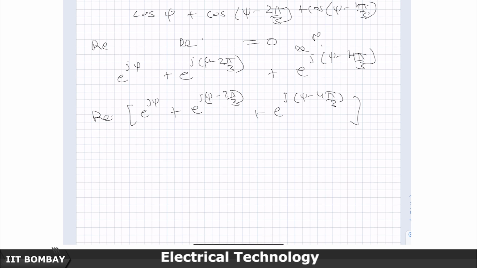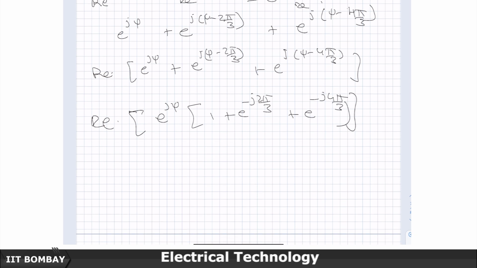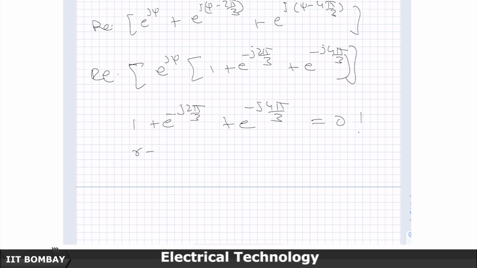In other words, you are looking at the real part of e to the power j psi, taken as common, times 1 plus e to the power minus j 2 pi by 3 plus e to the power minus j 4 pi by 3. This can be shown to be 0. Have we done it earlier? Anyway, it does not matter. Think of this r as e to the power minus j 2 pi by 3, whether I have done it earlier or not.